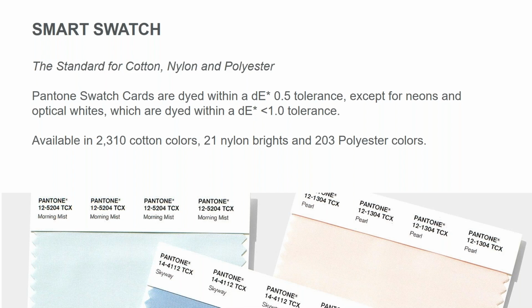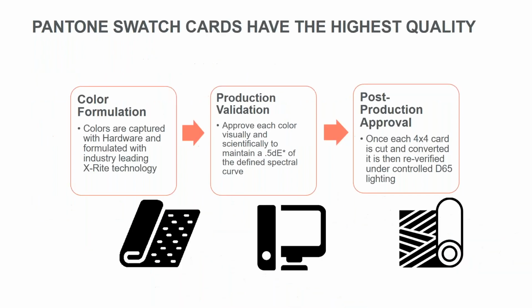And we have great reproducibility. You're not going to see 0.5 except in very rare cases. And they're available in all 2,310 cotton colors, also the 21 nylon brights and the 203 polyester colors. So the key takeaway here is you've got something that's very close visually to every other swatch of that type that somewhere else in your production chain is being used as a visual match. And there's also available a digital target that can help you with dye formulation and QC once you go instrumental.